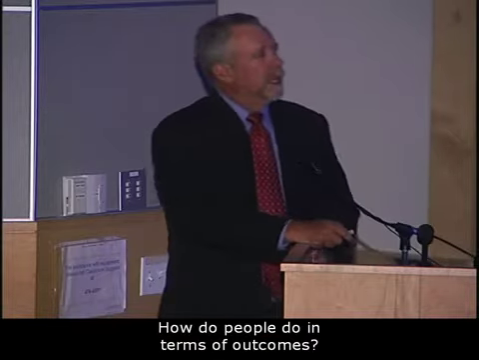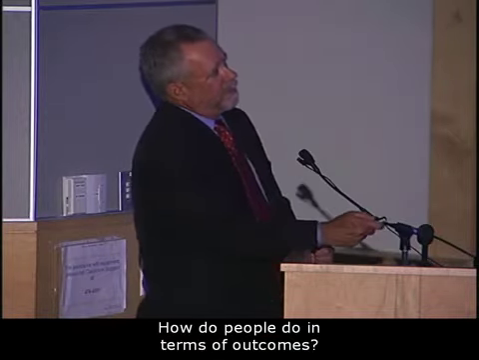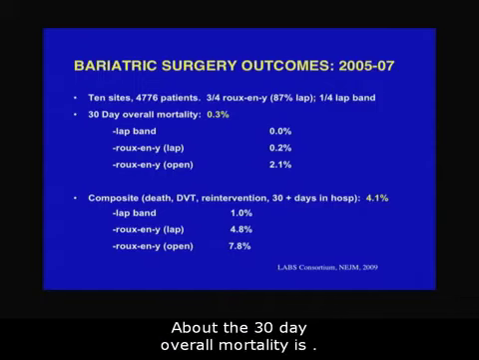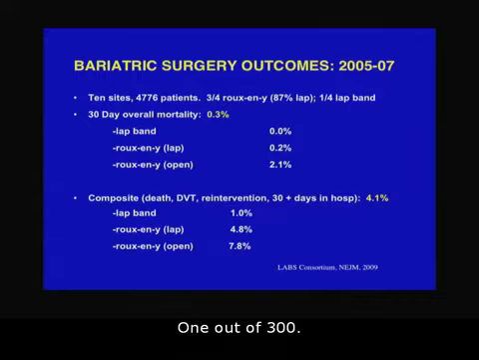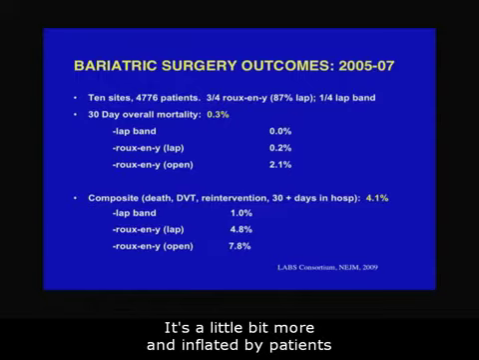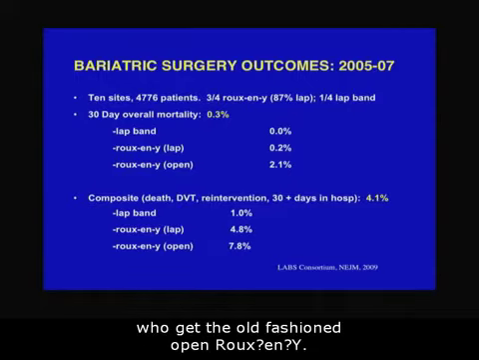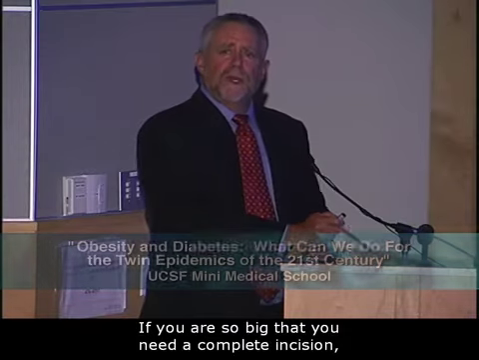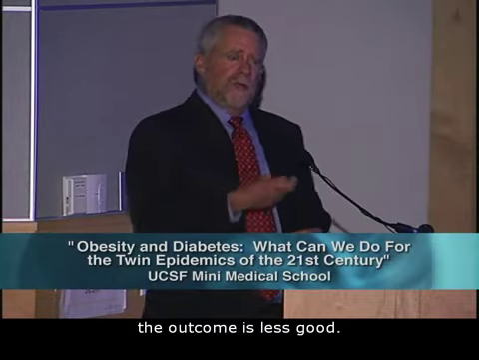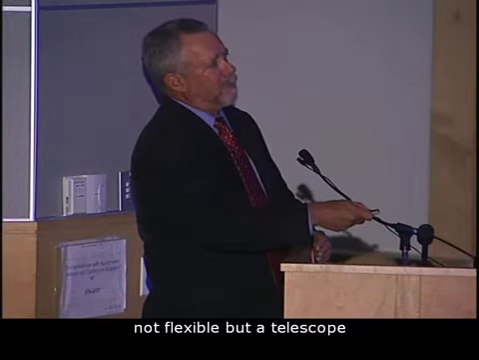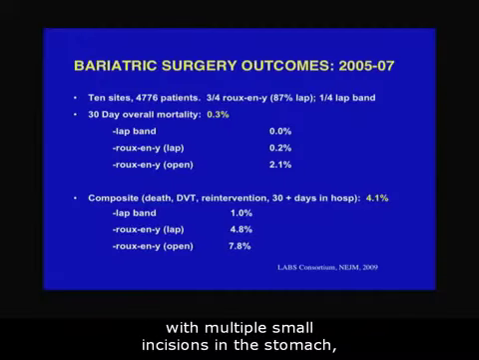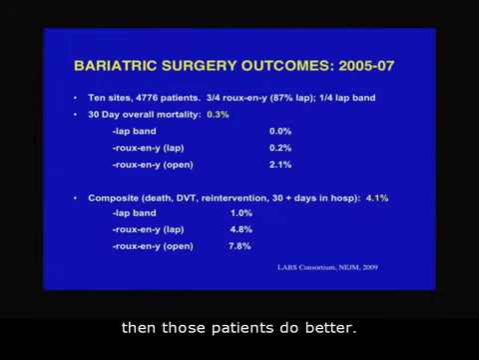How do people do in terms of outcomes? About the 30-day overall mortality is 0.3%. So 3 out of 1,000 patients will die in 30 days, so 1 out of 300. It's a little bit more and inflated by the patients who get the old-fashioned open Roux-en-Y. So if you're so big that you need to have a complete incision, the outcome is less good. But if they can do the operation through a laparoscope, a telescope with multiple small incisions in the stomach, then those patients do better.